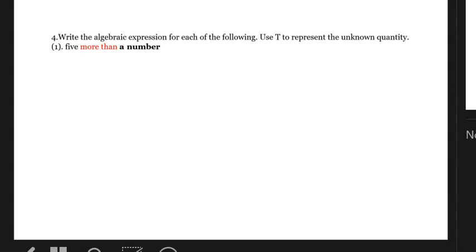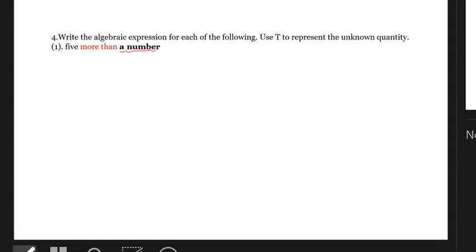Words to symbols. So we're going to translate English words to mathematical symbols. So first, 5 more than a number. What it means here is not saying 5 is bigger than a number. It's saying we have a number which is 5 more than a number. So what we do is we can start from the number which is not given here.